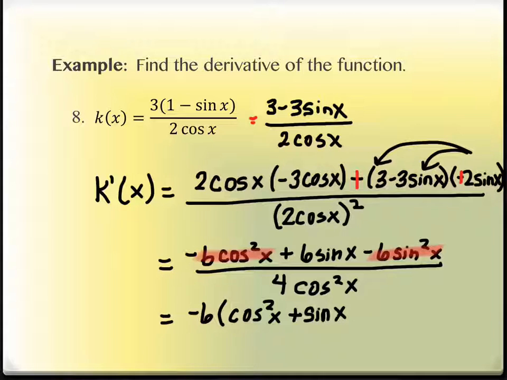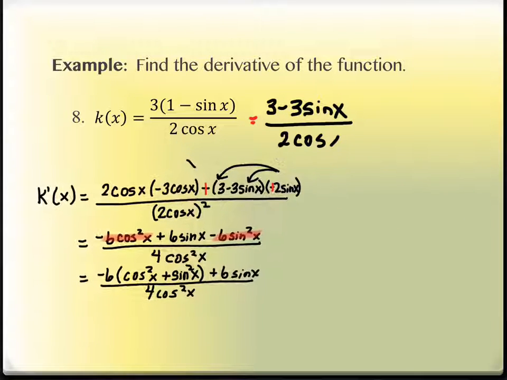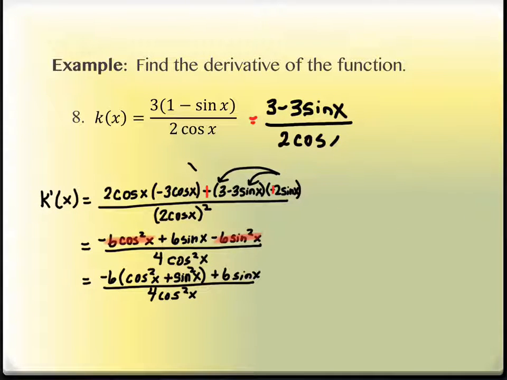And then this other piece that's plus 6 sine x, I don't have to involve him in this substitution. There's nothing that I need to do with him. So I'm just going to write him out there separately. The part that's currently now in parentheses is equal to what? It's equal to 1. So I end up having this negative 6 times 1 plus 6 sine of x over 4 cosine x.